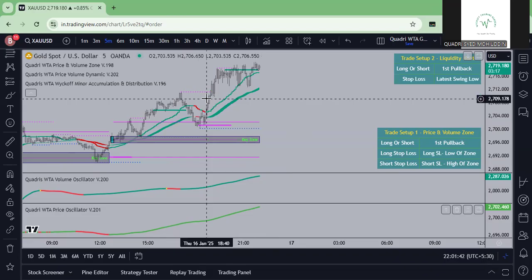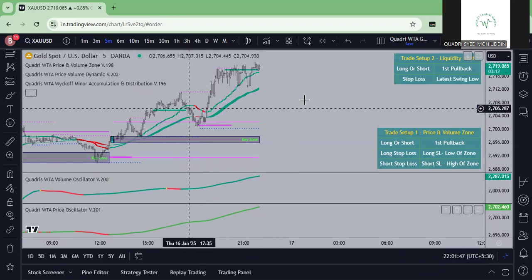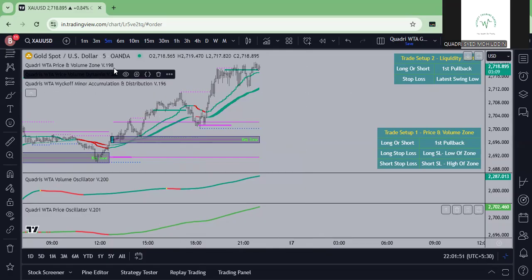Unlike many of my other indicators, like versions 155, 164 and others, I've issued a free trial of 1 week for these particular tools, versions 198 to 202. And I'm going to add 196 into it as well. This is the vibe of minor accumulation and distribution.